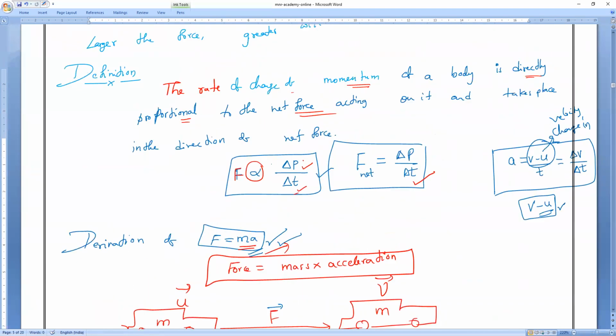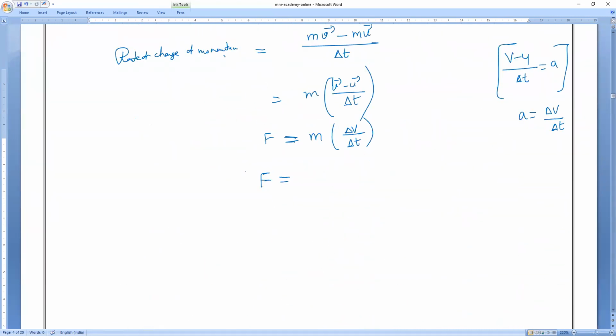Rate of change of momentum is directly proportional to force. Clear? So F is equal to m into dv by dt. So dv by dt is equal to what, guys? We all know that. Acceleration. So that's all you have to remember.